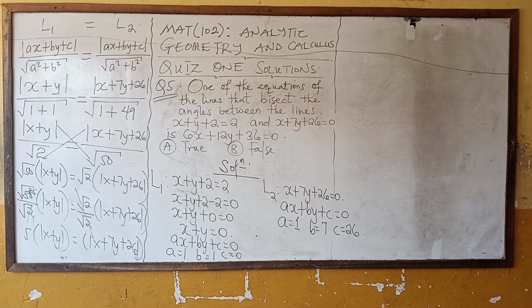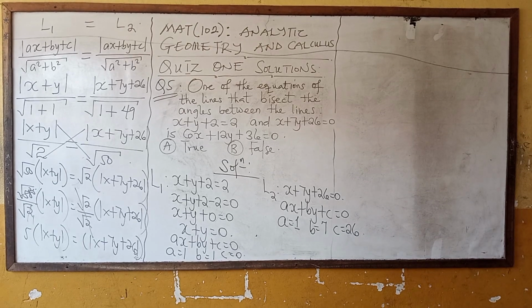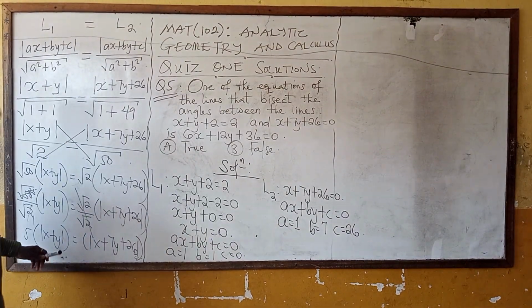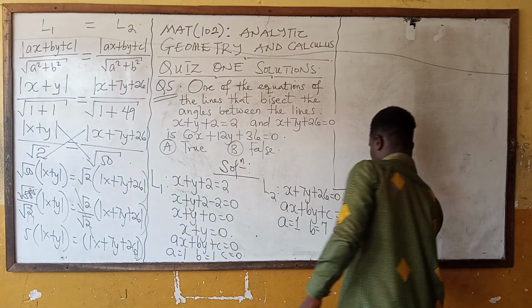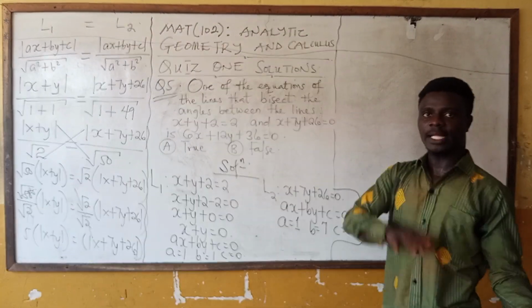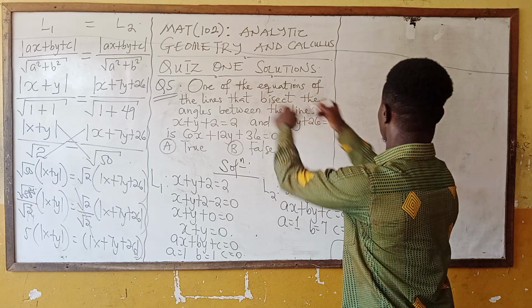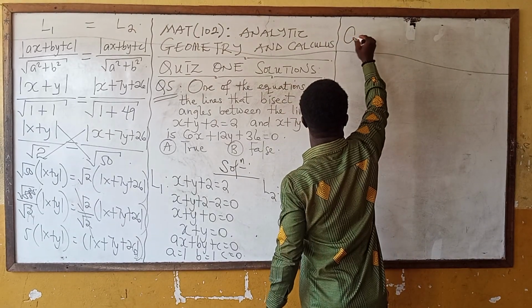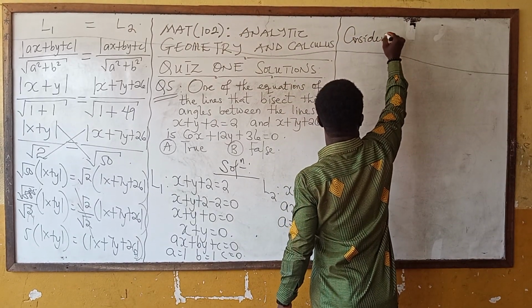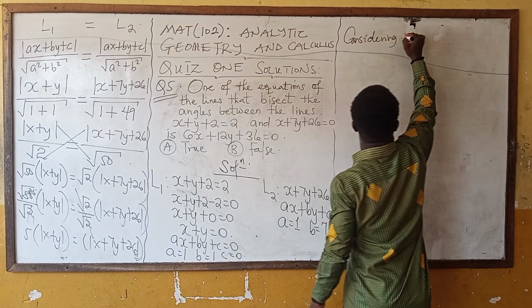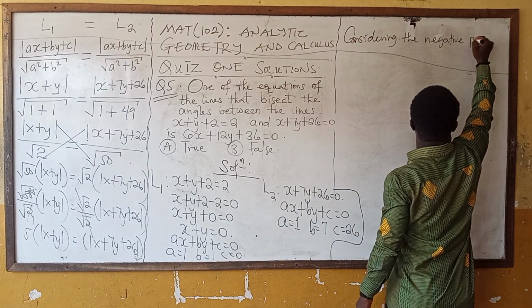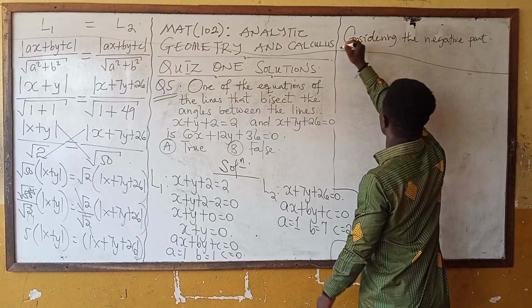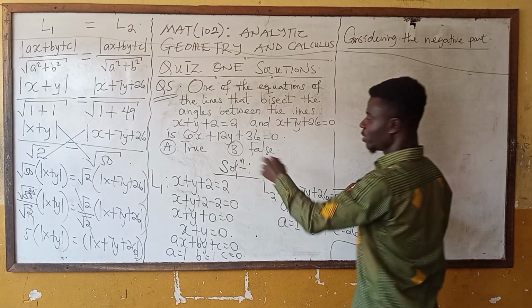So now, where we've reached, we can take the negative part and we take the positive part. So we have to do it for both. We take the negative part, then we take the positive part. So let's take the negative part first, considering the negative part.